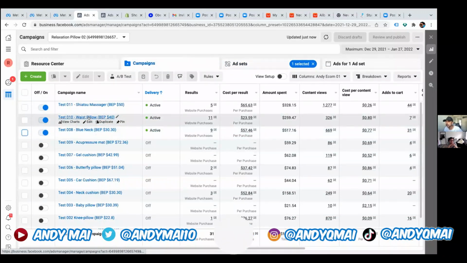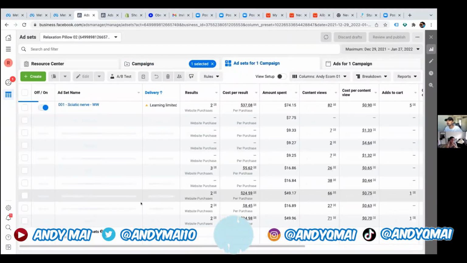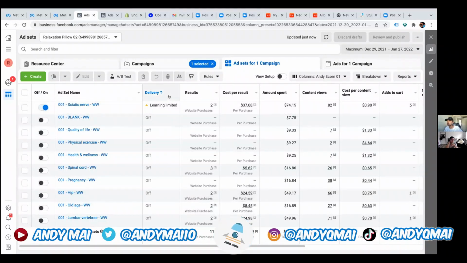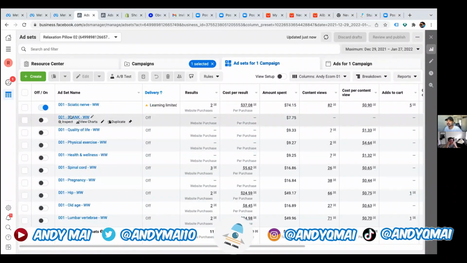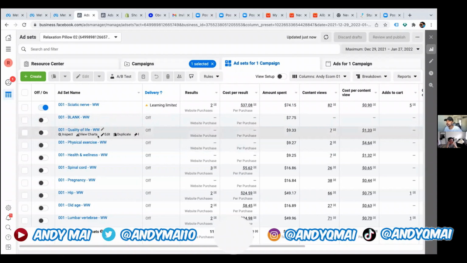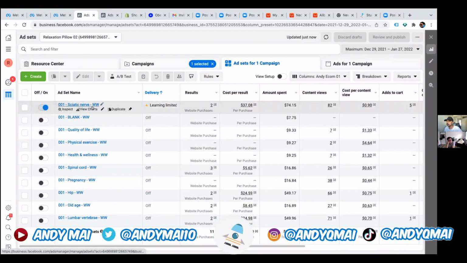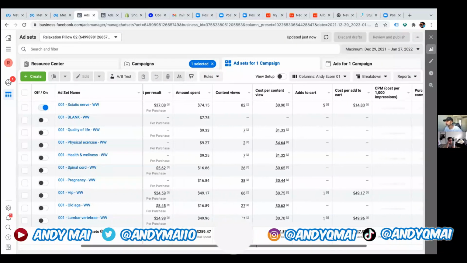So next, waist pillow. Okay, so I've tried a lot of interest, horizontal, and all like I've tried before, and they were not doing pretty good. So what I did was I kept this one, which was working pretty good.